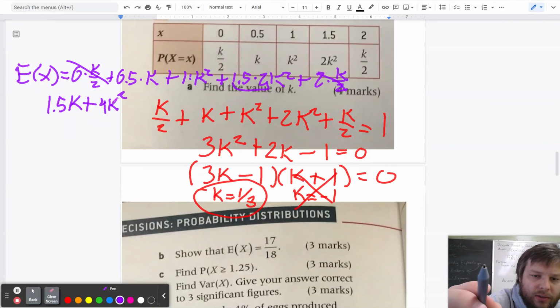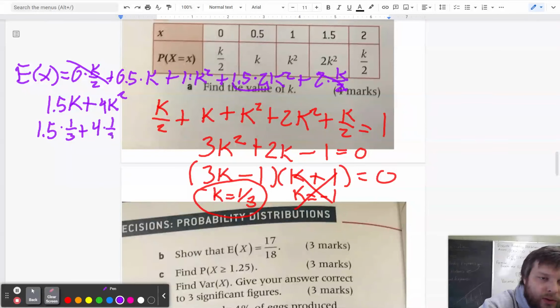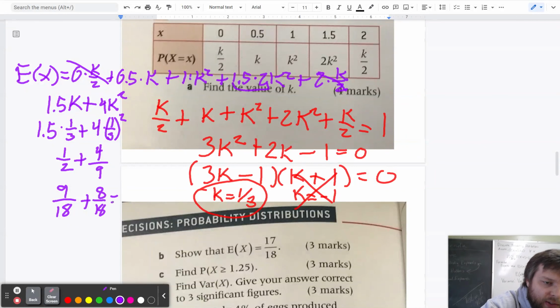And then we can substitute in 1/3 here. So I have 1.5 times 1/3 plus 4 times 1/3 squared. Let's see, 1.5 is 3 over 2, and so I get 1/2 plus 4/9, because that's 1/3 squared. Common denominator makes this 9 out of 18 plus 8 out of 18, which makes 17 out of 18. They even told us that's the answer, so there we go.